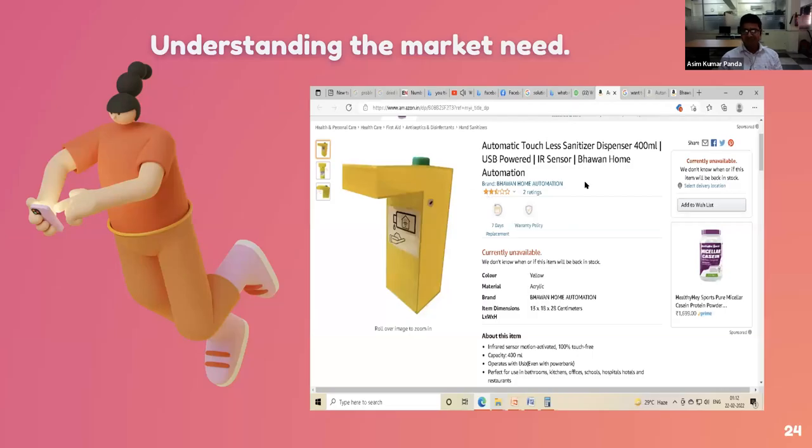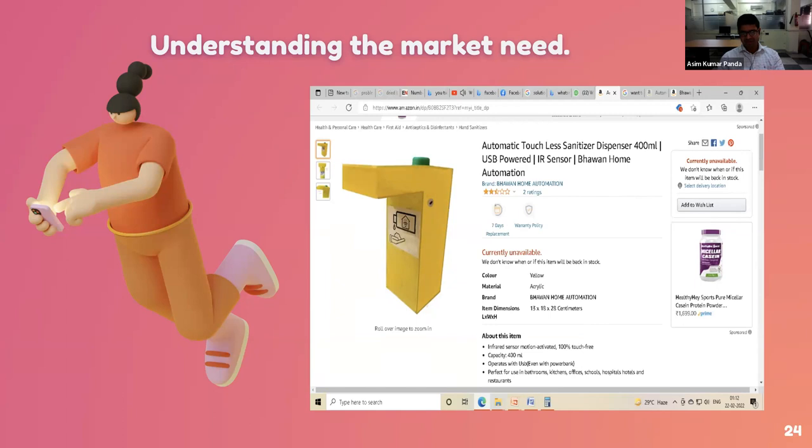This is the touchless sanitizing unit. The product is not available on Amazon right now, but we sold numerous units of this product through Amazon. Nowadays there is one advantage: you don't have to reach the market, the market can reach you.